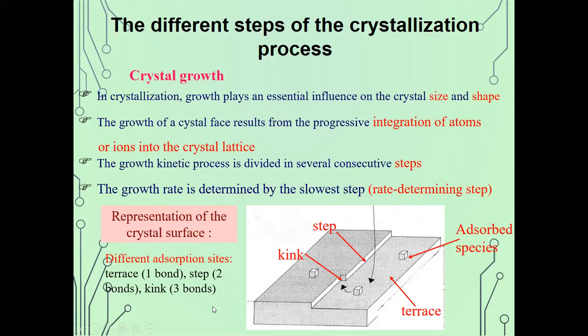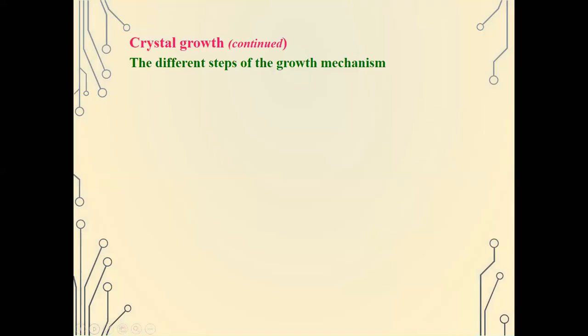So the different adsorption sites in our crystal surface, if you refer to these two steps here as the crystal surface, are the terrace, wherein you have a single bond; the step, this one, where we have two bonds, this plane and the plane underneath; and then the kink, which has three bonds, this face and the ones below. Okay, these are the three different bonding sites or adsorption sites in our crystal surface, wherein our crystals are growing in size.